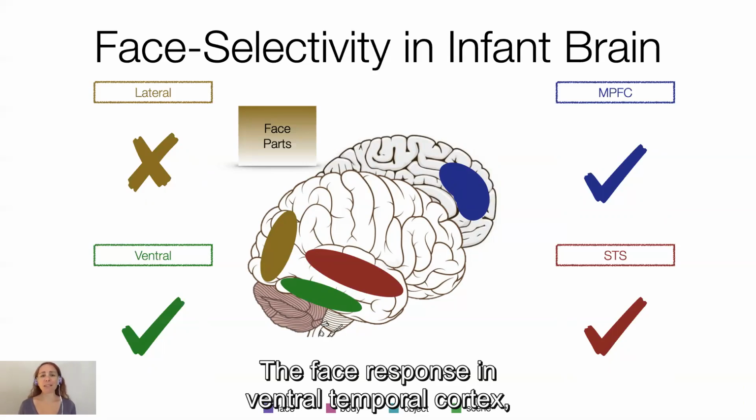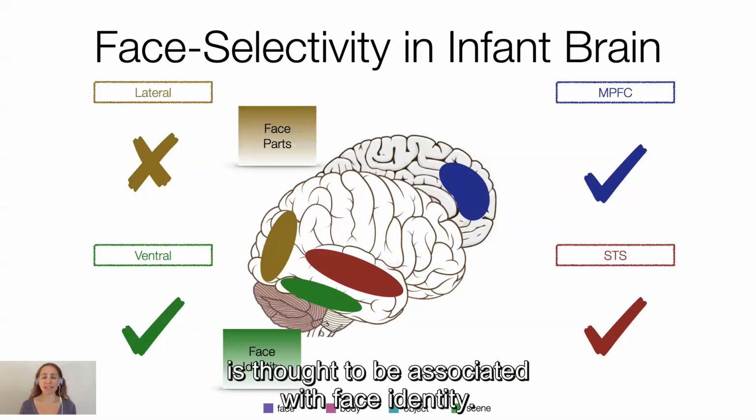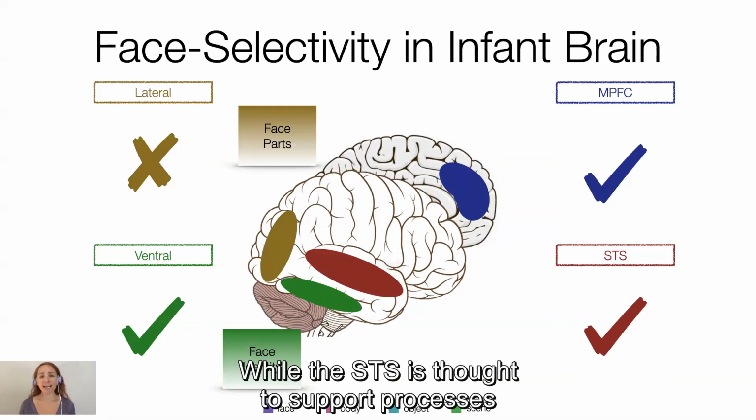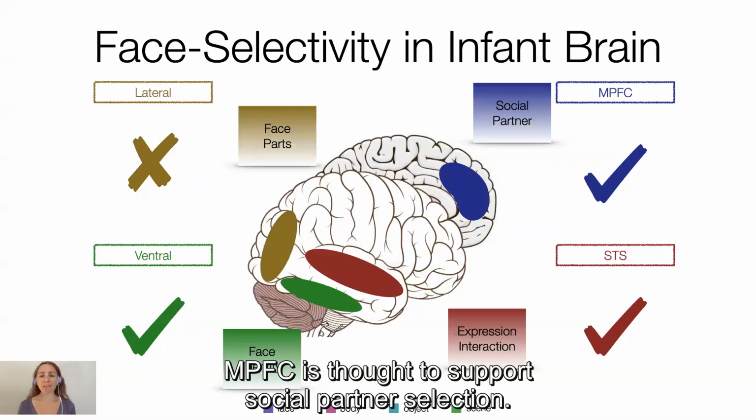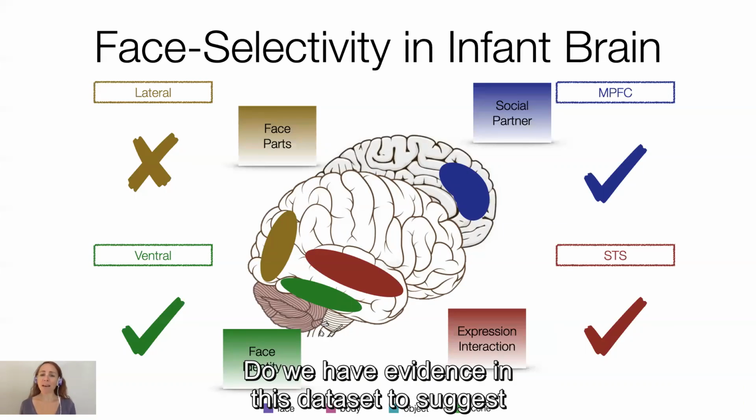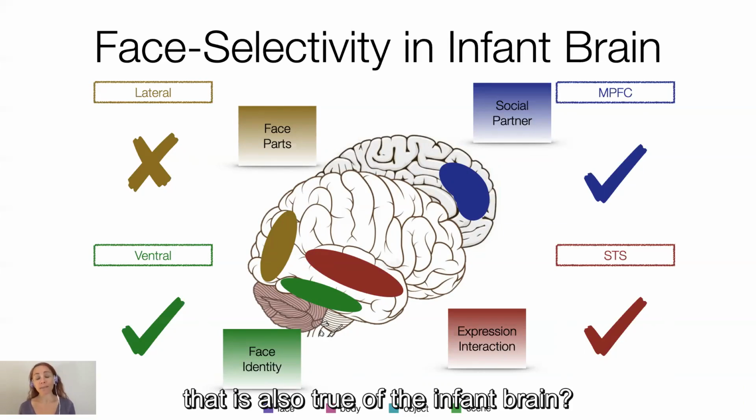The face response in ventral-temporal cortex is thought to be associated with face identity, while the STS is thought to support processes such as facial expression and social interaction perception, and MPFC is thought to support social partner selection. Do we have evidence in this data set to suggest that is also true of the infant brain?